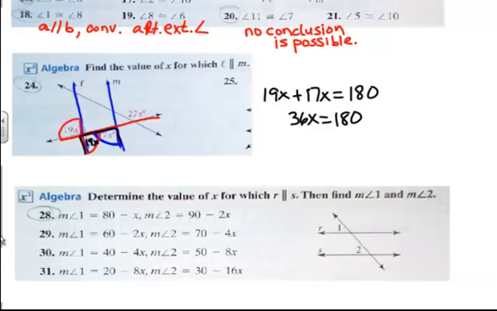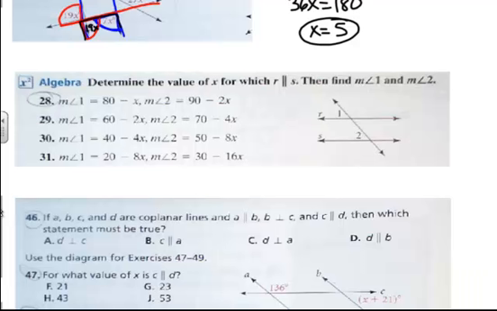Okay, problem number 28. Determine the value of x for which r has to be parallel to s. Then find angle 1 and angle 2. So first of all, angle 1 and angle 2 are called corresponding angles. And if the lines are going to be parallel, the corresponding angles have to be congruent. So I'm going to set these equal to each other. So 80 minus x has to equal 90 minus 2x. And I'm going to solve. I'm going to add 2x to both sides.